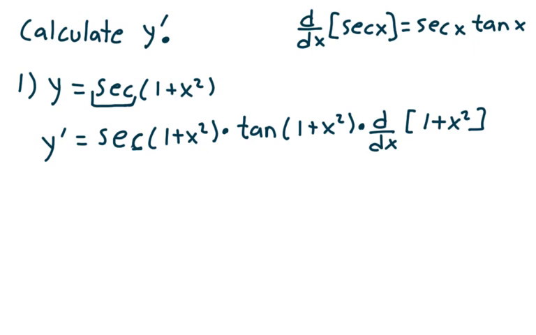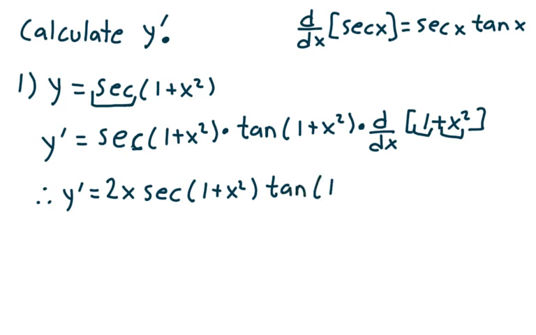Okay, it's like I'm peeling an onion. And so therefore, y prime, the derivative of x squared with respect to x is 2x. The derivative of 1 with respect to x is 0. And so this is 2x secant of 1 plus x squared tangent of 1 plus x squared. That's how we do the first one. Let's take a look at the second one.